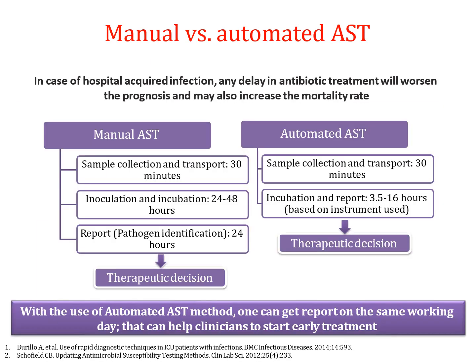Manual susceptibility testing takes about 30 minutes for sample collection and transport, 24 to 48 hours for inoculation and incubation, and again 24 hours for report generation, and it takes about 2 to 3 days for the therapeutic decision. While the test time is shortened to nearly 1 day or less if it is done by automated methods. Any delay in the appropriate treatment will worsen the prognosis. Hence, automated methods should be practiced as far as feasible. With the use of automated methods, one can get the report on the same working day. That can help the clinicians to start treatment early.